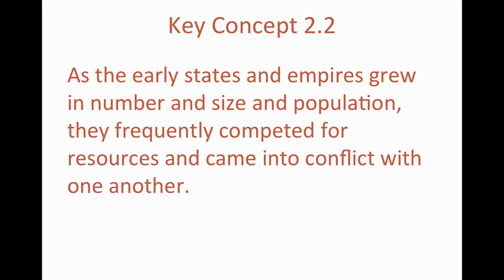All right, so this video focuses on Key Concept 2.2. Key Concept 2.2 states that as the early states and empires grew in number and size and population, they frequently competed for resources and came into conflict with one another.